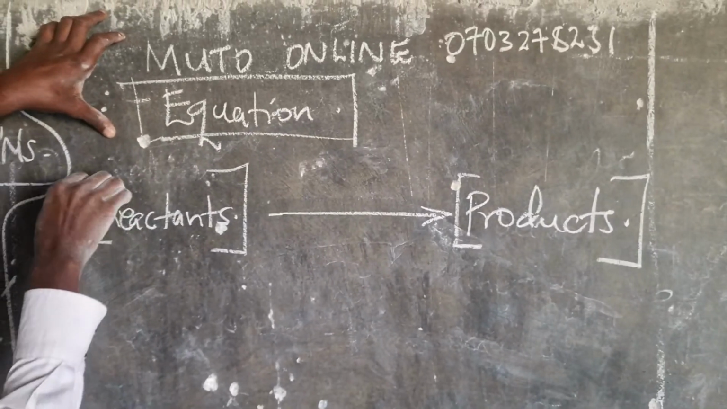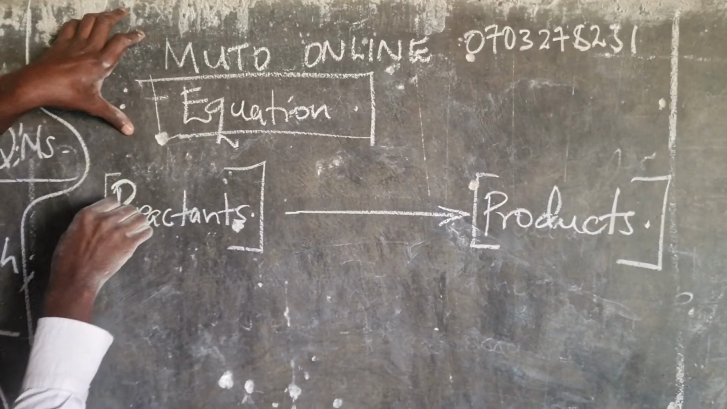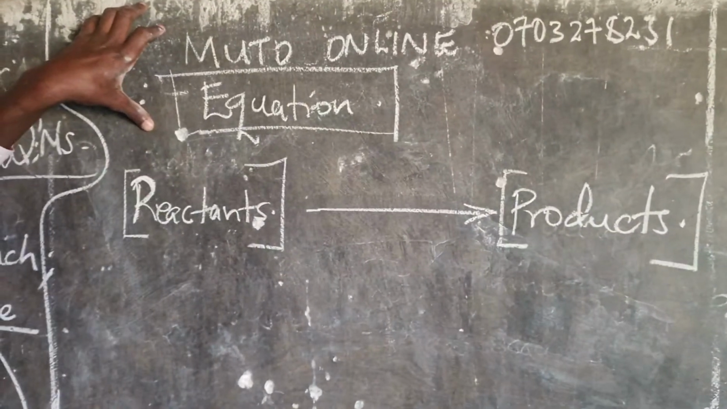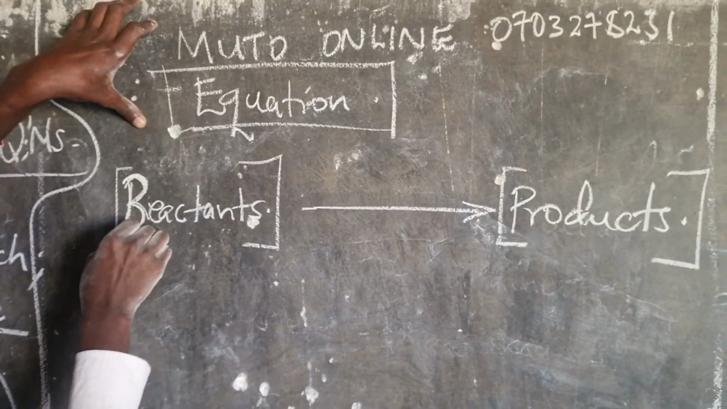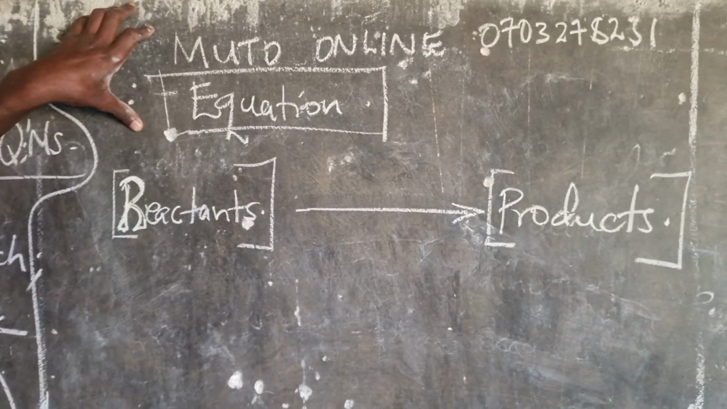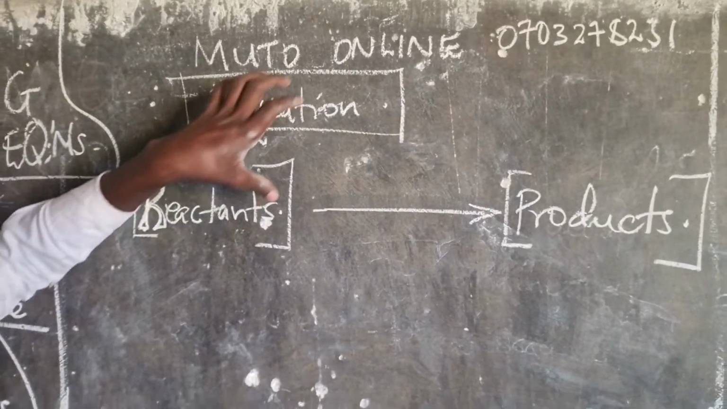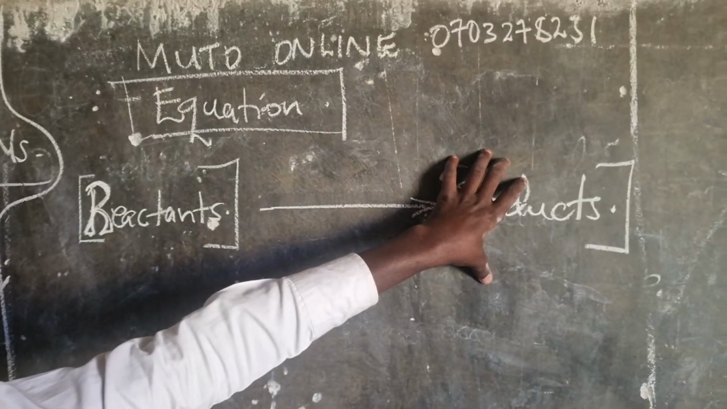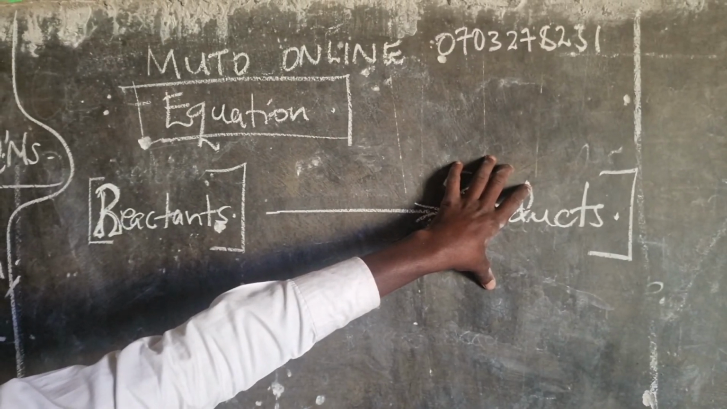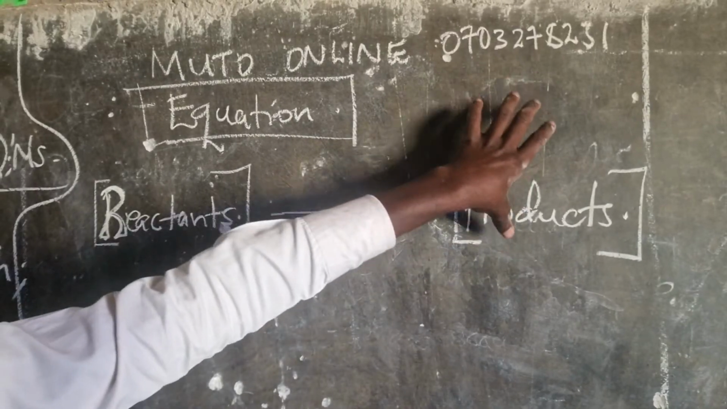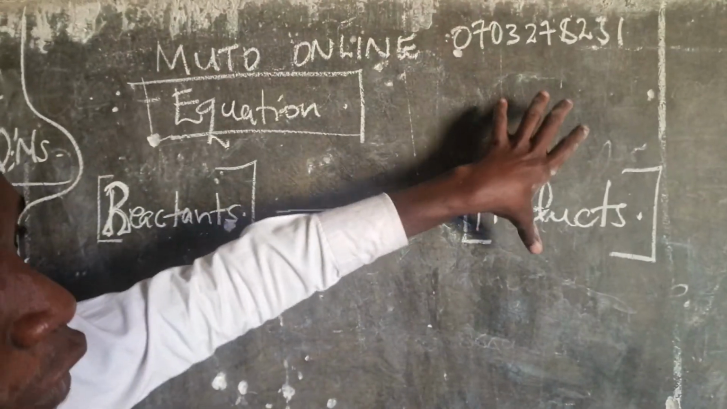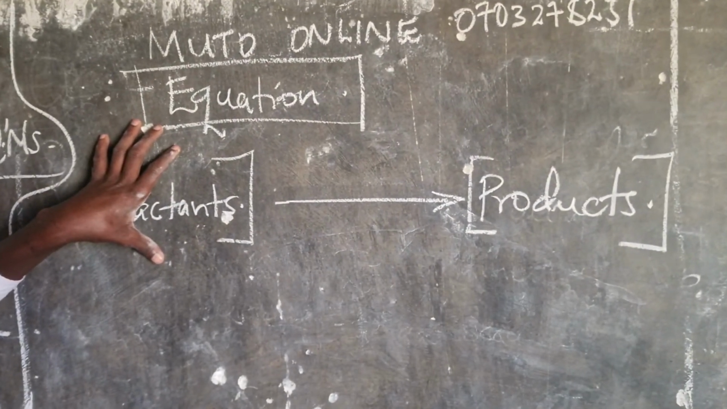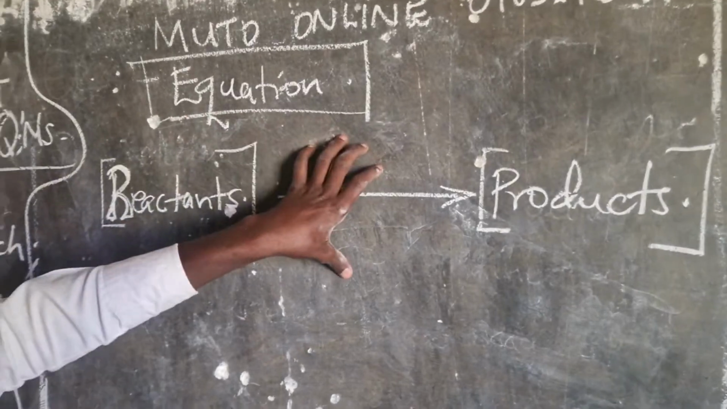A reactant is a chemical species which under certain conditions breaks down or combines with others to form what we call products. And the products are chemical species formed when reactants combine with others or break down under certain conditions.